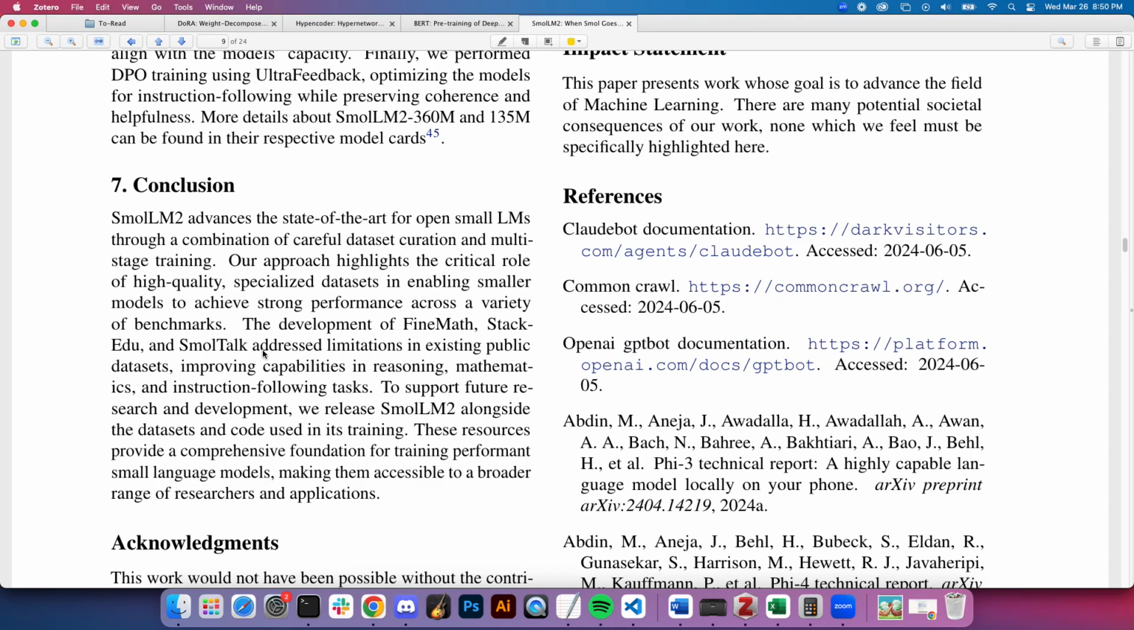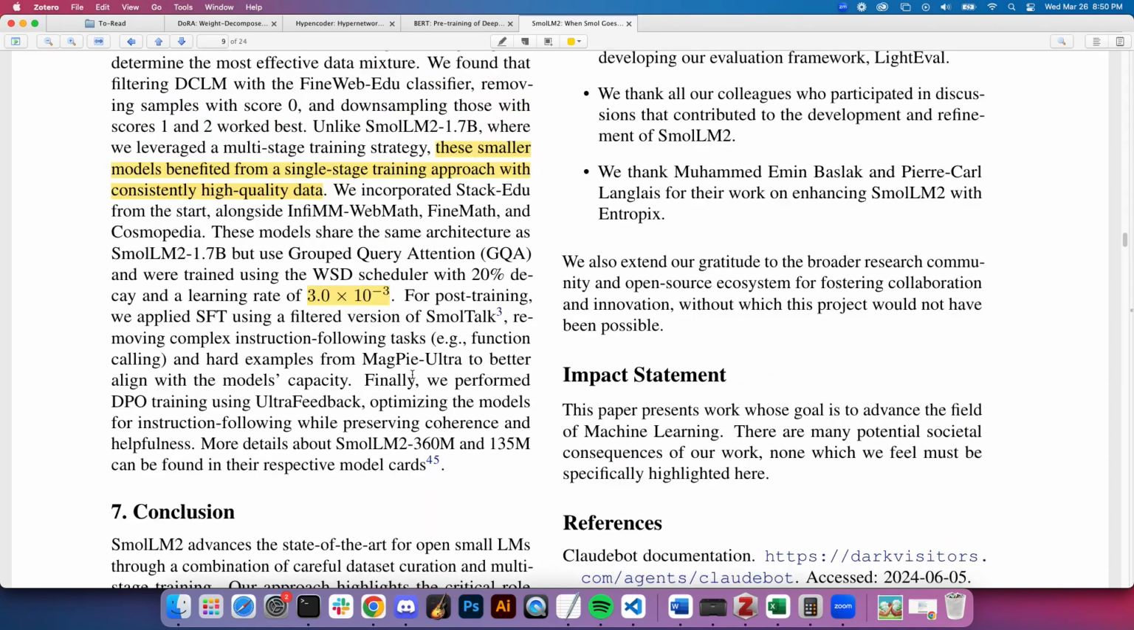Okay, and we're at the conclusion. Our approach highlights the critical role of high-quality specialized datasets in enabling smaller models to achieve strong performance across a variety of benchmarks. The development of FineMath, StackEDU, and SmolTalk address limitations in existing public datasets, improving capabilities in reasoning, mathematics, and instruction following tasks. To support future research and development, we release SmolLM2 alongside the datasets and code used in its training. These resources provide a comprehensive foundation for training performant small language models, making them accessible to a broader range of researchers and applications. So that is awesome.